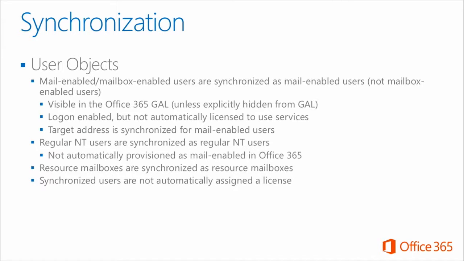And what I wanted to talk about is that visible GAL, regular NT users are synchronized as regular NT users, not automatically provisioned. DirSync doesn't license everybody. We want to allow you to DirSync everybody, get that core onboarding going, and then, as you said, start to license and move subsets of users across when they're ready. So DirSync basically provisions and gets those users in the cloud, in Azure AD, and then it's really your choice how you start to scope.